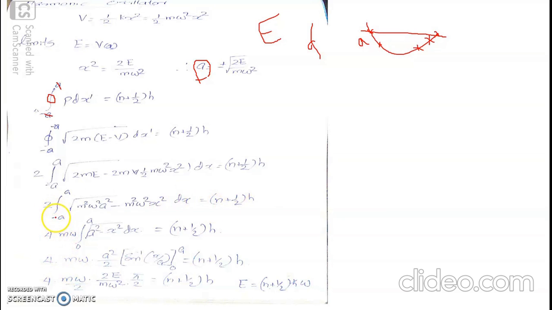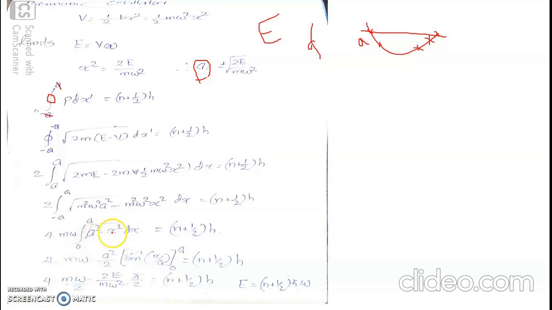Now twice the integral from minus a to a can be written as 2 times the integral from 0 to a in magnitude. So that 2 with these 2 make it 4. m omega is a common factor for this square root. m square omega square is taken out, and out of the square root we will have m omega. Integral from 0 to a, root of what remains, a square minus x square dx, equals n plus half h. That is for m omega.